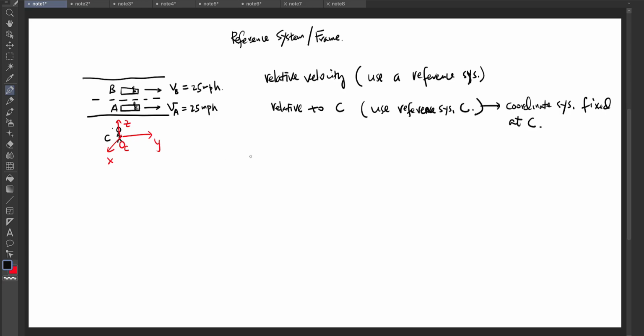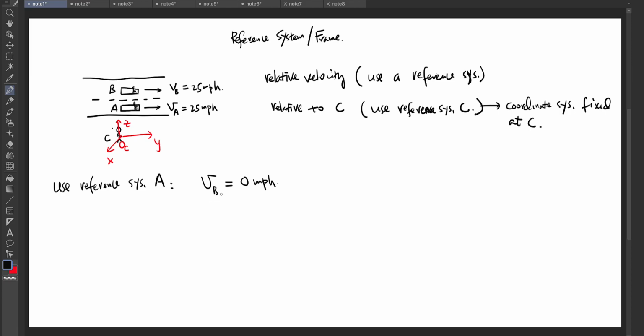Okay, now let's change the reference. Now let's say the car B's velocity relative to car A, meaning that we use reference system A. With A as reference system, then the velocity of B will be 0 miles per hour. So B is stationary relative to car A, right? So you can see that from everyday experience. Let's say you look outside and you see car B, then car B is like at rest. It's not moving at all relative to A.